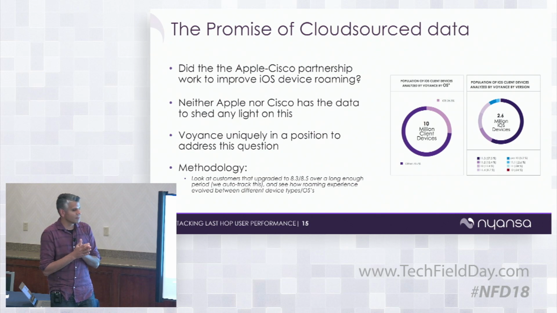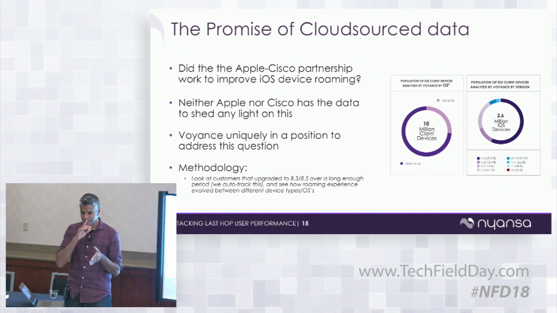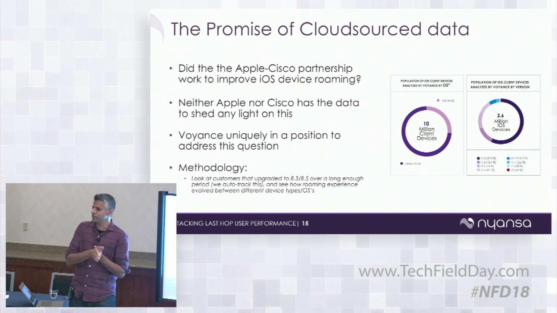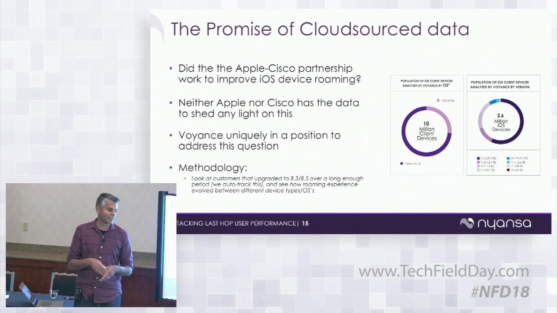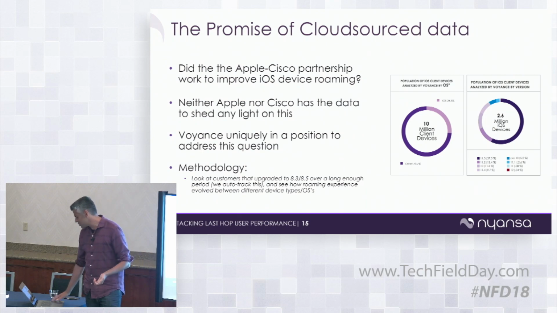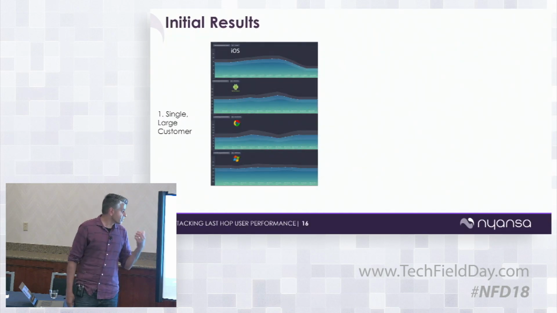So we said, let's take a long enough time period, like a year, right? And let's look for customers that within that year upgraded from a Cisco code version previous to 8.3 to something greater than 8.3, whether it's 8.3, 8.5, whatever it is. And let's just analyze what happens, right? Across a single customer that has enough clients, and across many customers simultaneously, right? So that was our initial take on it.